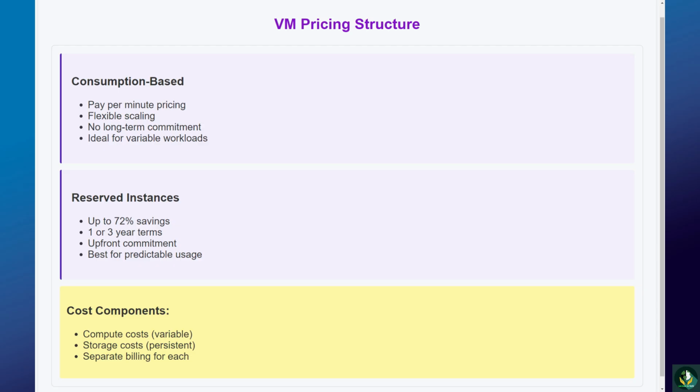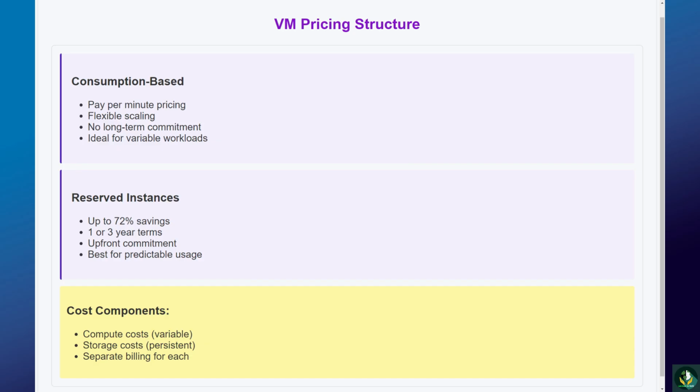Storage costs remain independent of VM state and are charged continuously for any allocated storage. Important considerations for storage pricing. Costs persist even when VMs are deallocated. Different pricing for standard and premium tiers. Separate billing for additional features like snapshots or replication. Performance tier selection impacts overall costs.